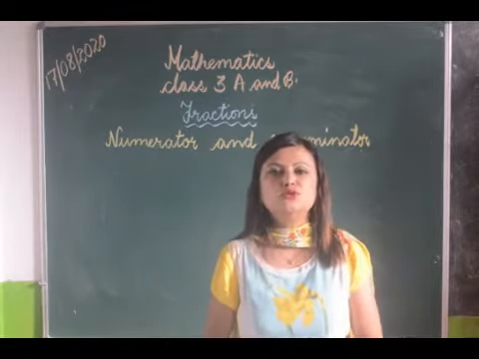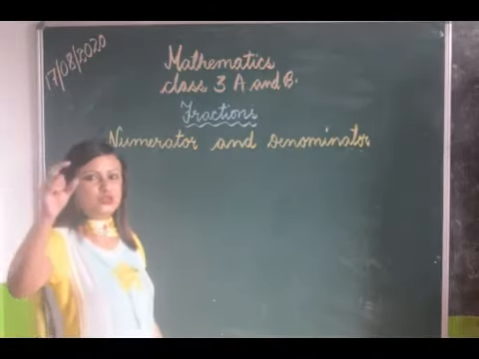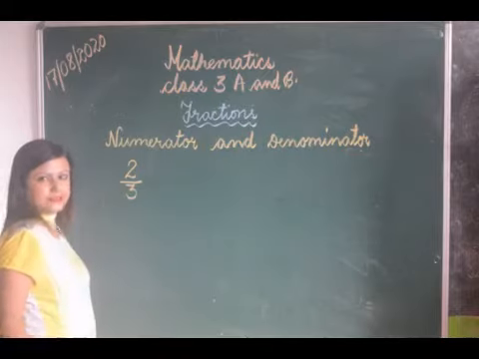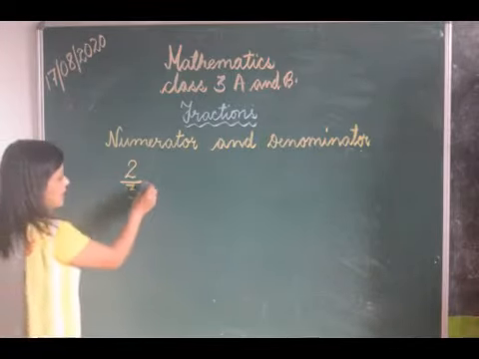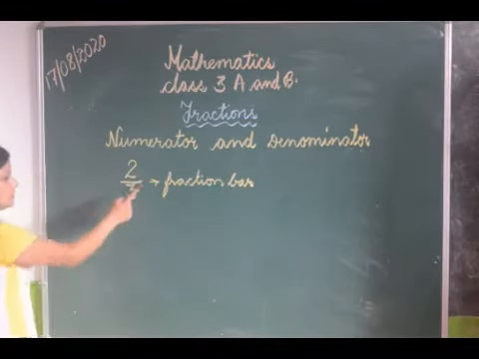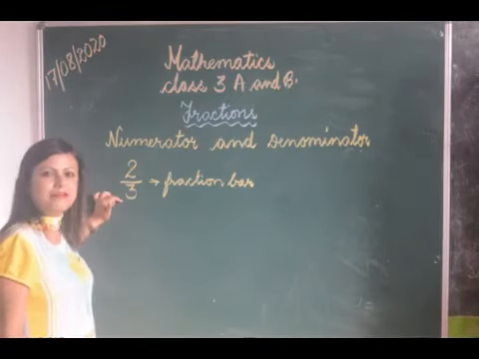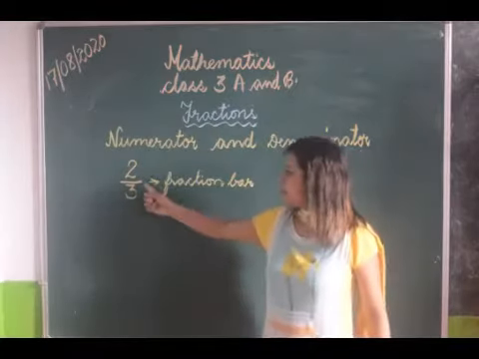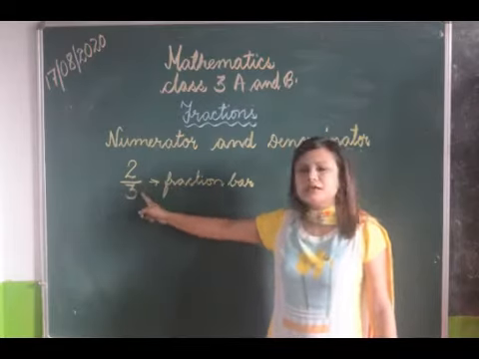Okay children, now today we are going to learn a new topic, that is numerator and denominator. So what is numerator and denominator? Before starting this chapter, let us write one numeral in fraction, suppose 2/3. Look at this. This bar is called fraction bar. The number that is above the fraction bar is called numerator, and the number that is below the fraction bar is called denominator. Again I repeat, this line is called fraction bar.